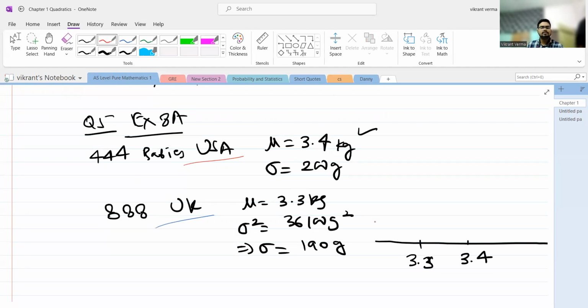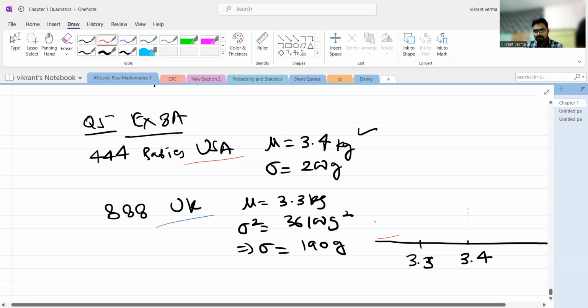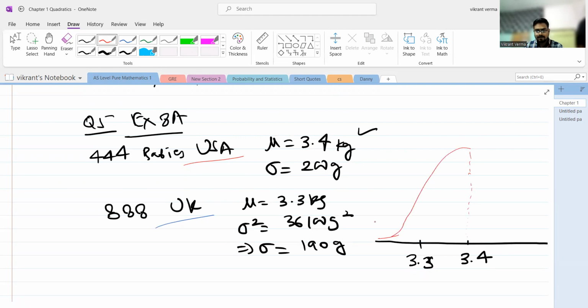For 3.4, the mean, we have standard deviation 200, but here the standard deviation is less. If I am drawing the normal curve for USA, you just have to draw an approximate normal curve. Before that, let me draw this line of symmetry.